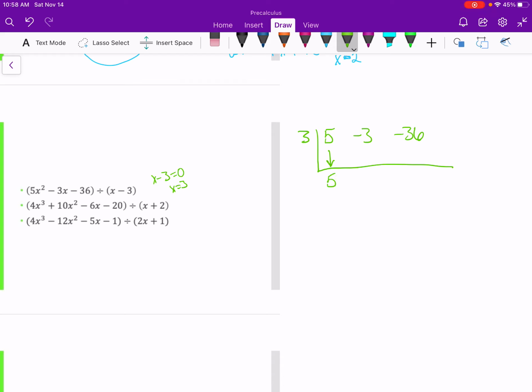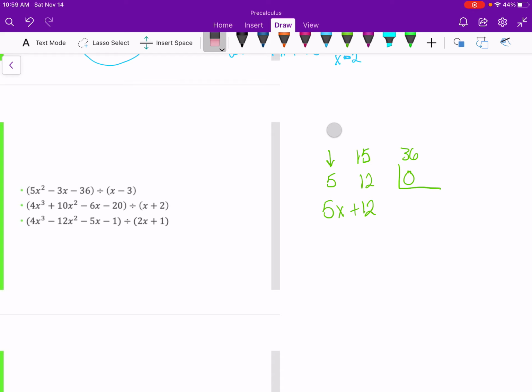Bring down the 5. And then 3 times 5 is 15, so I put that here. And then add them up, we get 12. 12 times 3 is 36. So I put that there, add them up, we get 0. Our remainder is 0, which is good. So our answer here is going to be 5x plus 12.